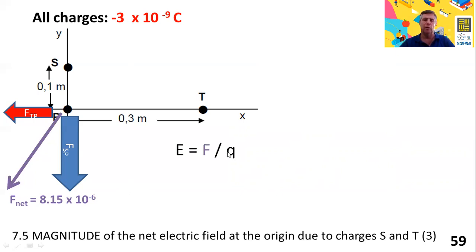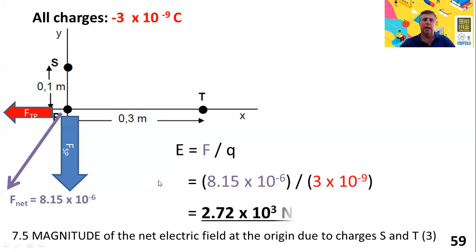Electric field strength at the origin is the force experienced by charge P divided by the quantity of charge. Force was 8.15 times 10 to the minus 6. Charge was 3 times 10 to the minus 9. Again, we're not worried about direction, so we don't put in the negative. And your calculator will give you the answer of 2.72 times 10 to the 3 newtons per coulomb. So again, go with the simplest equation. Otherwise, you have to do two calculations together.